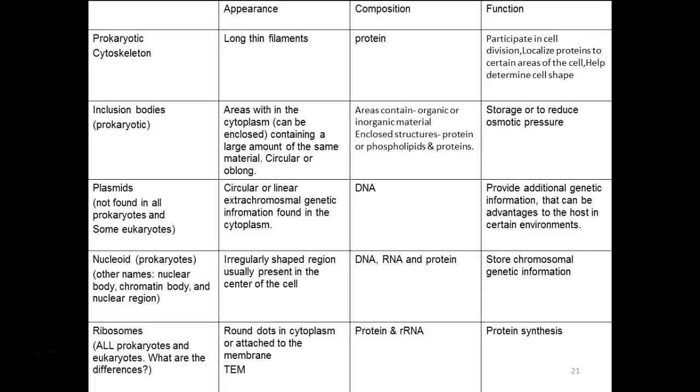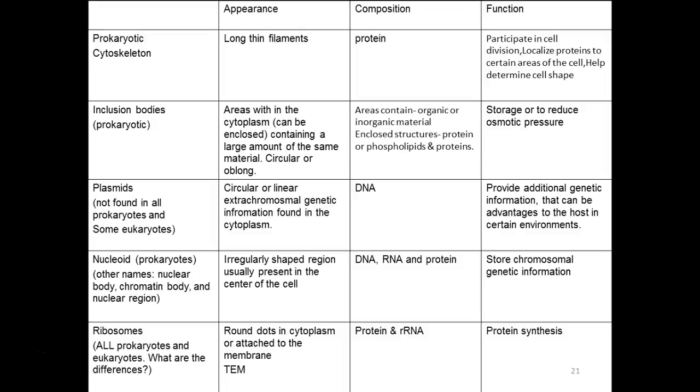So this is a summary of that chart that I started out with right at the beginning and the end of the other lecture. The prokaryotic cytoskeleton are long, thin filaments. As you saw in that one picture, the green lines, they're made out of protein. And they do similar things that eukaryotes do. They're going to help with cell division, localize proteins, and help with cell shape. Inclusion bodies, remember, are only found in prokaryotes. These are areas within the cytoplasm. They can be enclosed, right, and contain a large amount of the same material. So they'll tend to pack all the same things in the same spot.